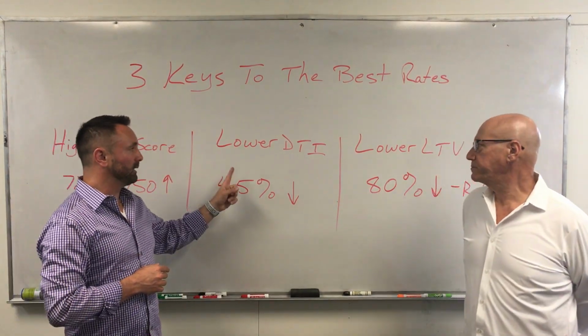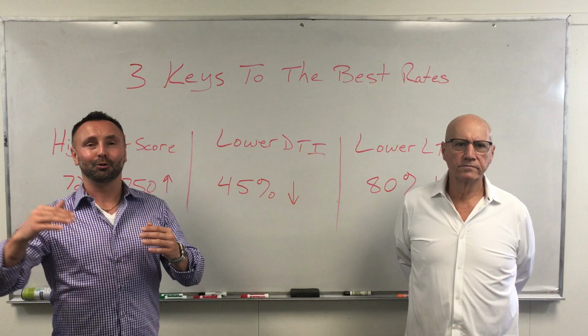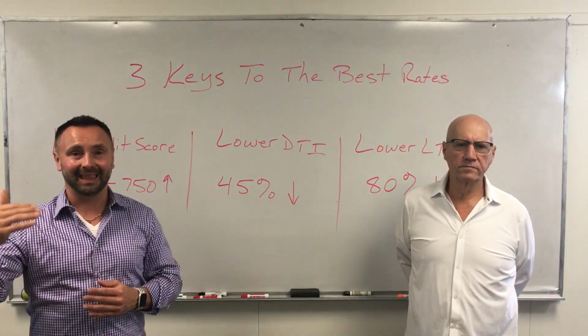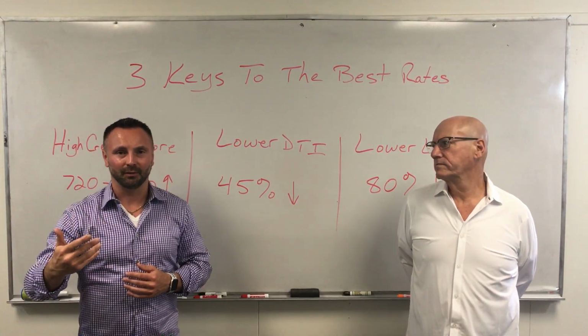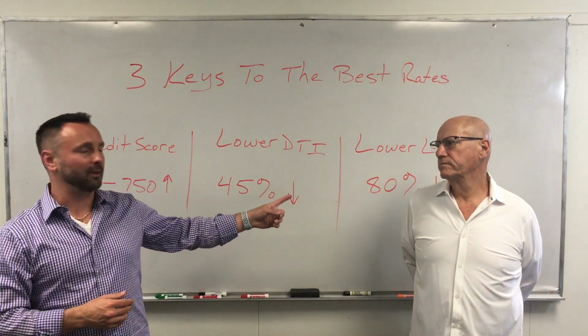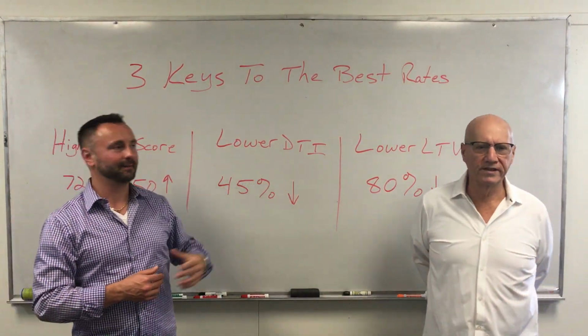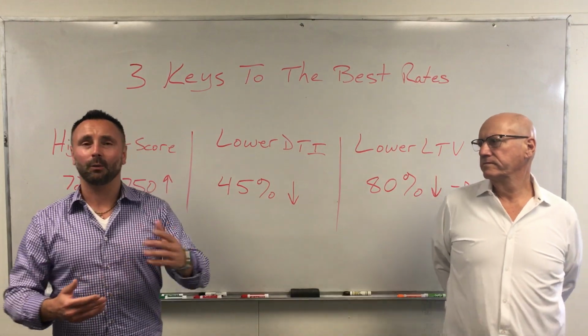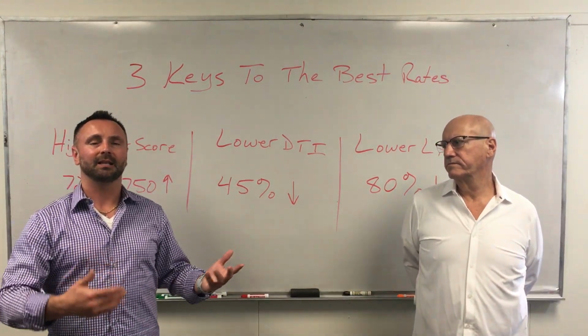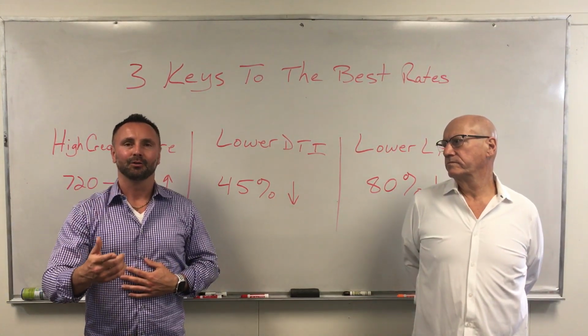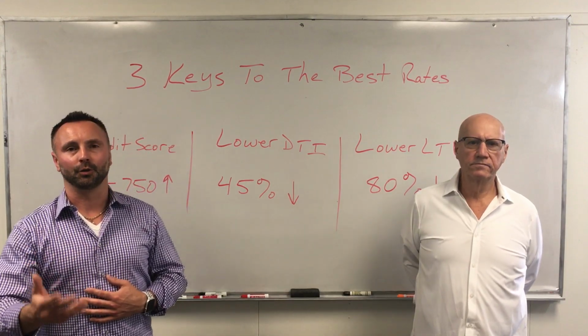Lower DTI, obviously, the more you show you save and you're not living thin, the better the lender is going to feel in giving you money. And the lower the LTV, the more you're putting down. The more you put down or the more equity you already have in your house, the less risky you look to the bank, so they're going to be more inclined to try to earn your business.